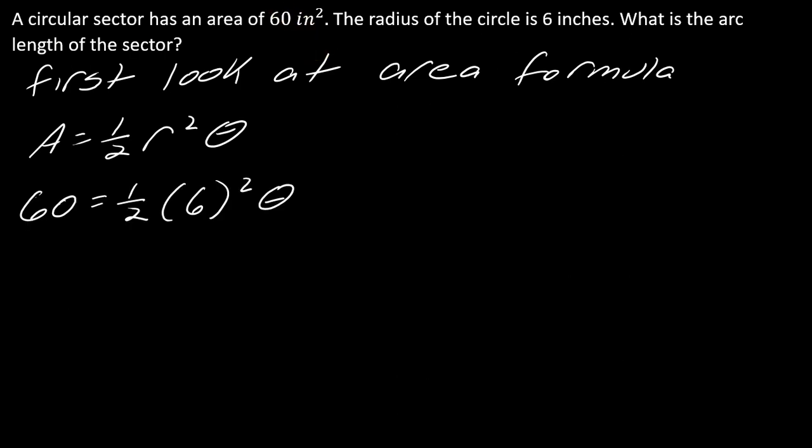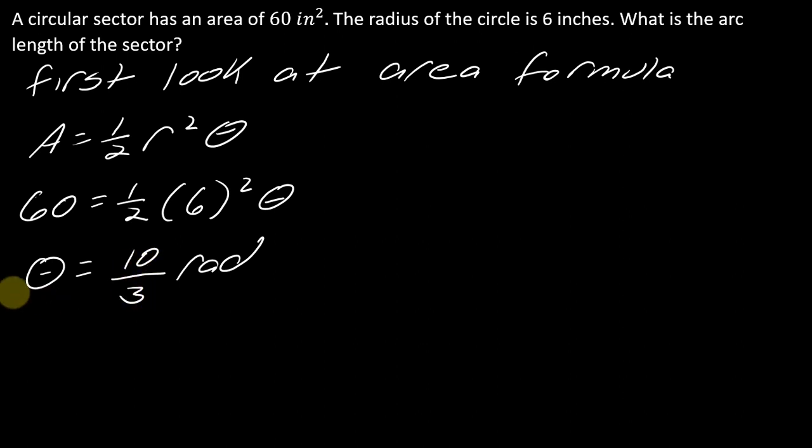Okay, so I'm going to go ahead and plug everything in. So 60 and the 6, so I can solve for theta. I'll just divide 60 by these two pieces here to get that theta is equal to 10 over 3 radians. Again, you know me, I like to keep things in fractional form.